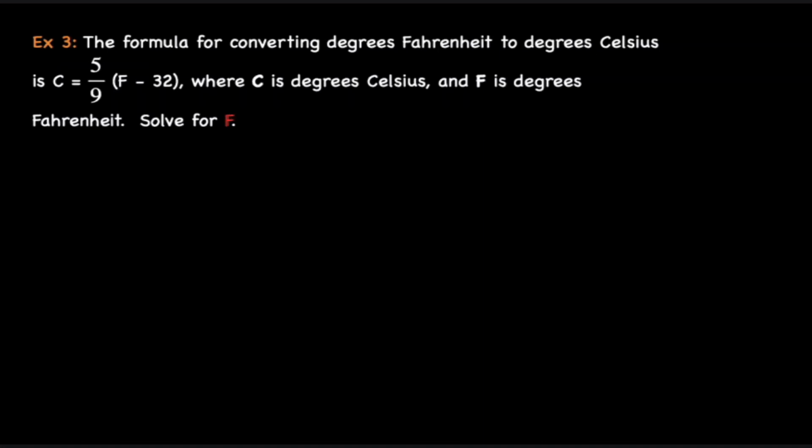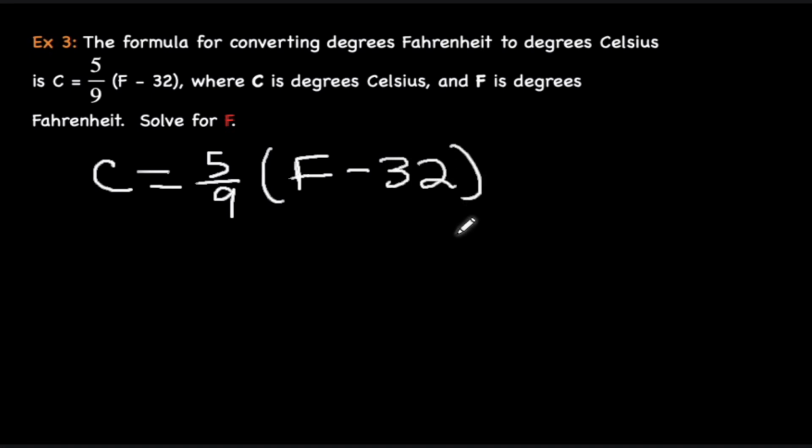So for this example, we have the formula for converting degrees Fahrenheit to degrees Celsius. And that's C equals 5/9 times the quantity F minus 32. Okay, and so we're told to solve for F, or Fahrenheit. So let's go ahead and do that. The first thing we can do is go ahead and multiply by the reciprocal of 5/9 on both sides of the equation. So the reciprocal is 9/5.